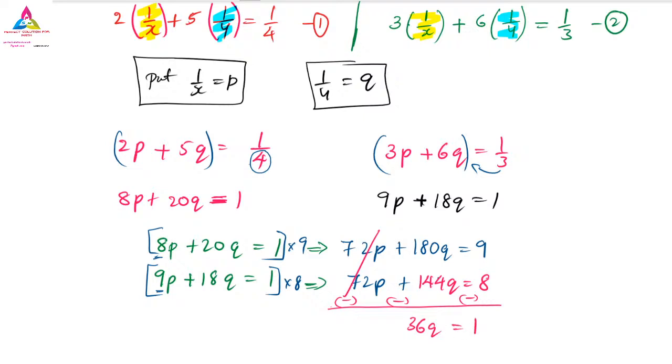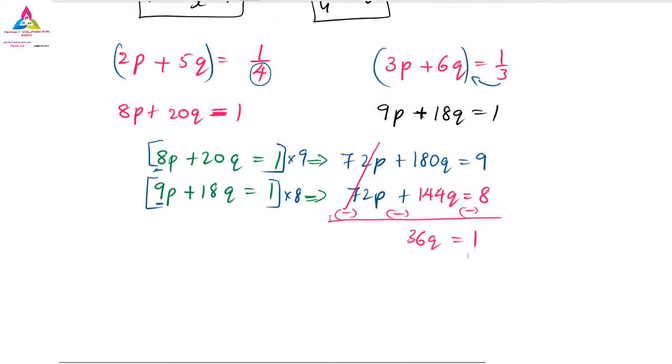So here we are going to get 36q is equal to 1. So the q value will become 1 divided by 36. That is the q value we have found.